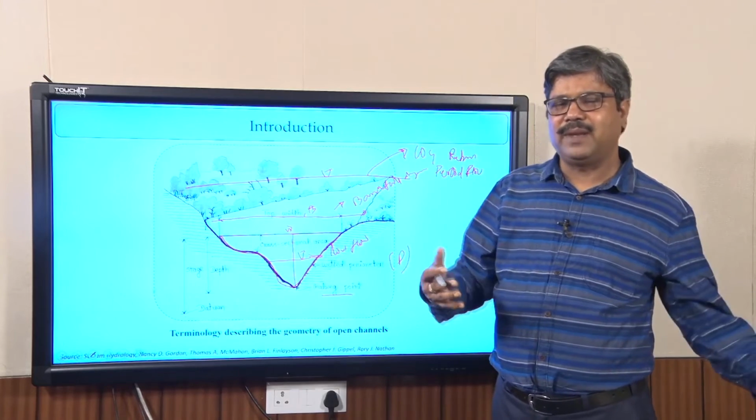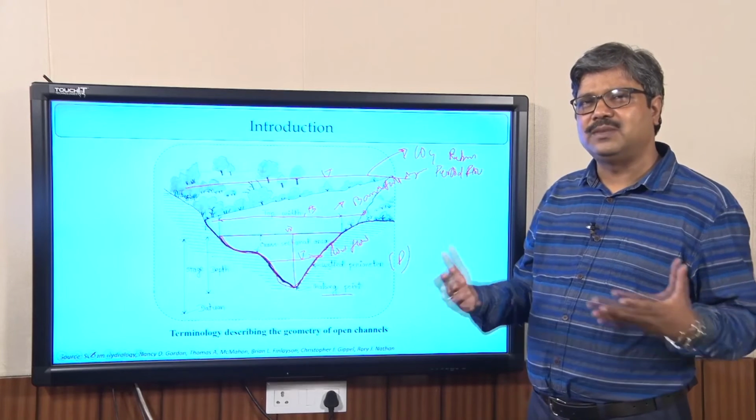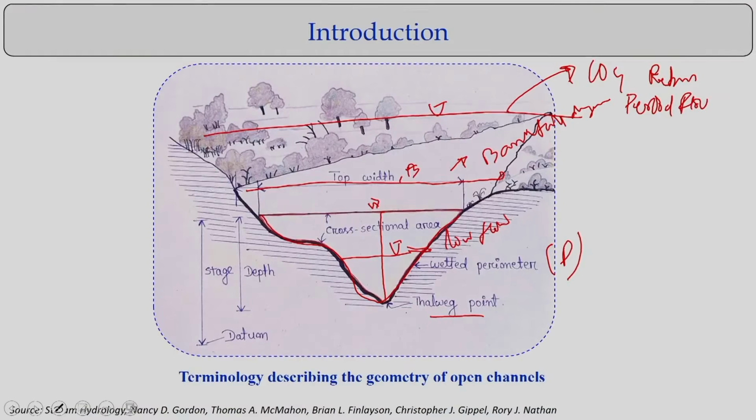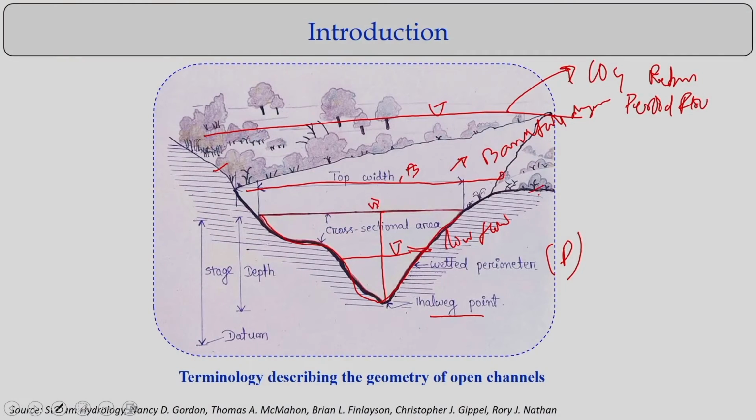There will be a left bank and a right bank, and when you go to flood situations, different roughness comes in because of the floodplains. The floodplain gives a different flow resistance compared to the main river, which generally has bed materials like gravel and sand. When you come to the floodplain regions, you can have trees and bushes. The floodplain area can have different land covers.